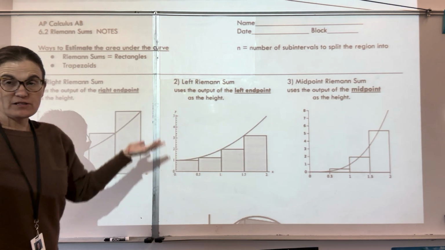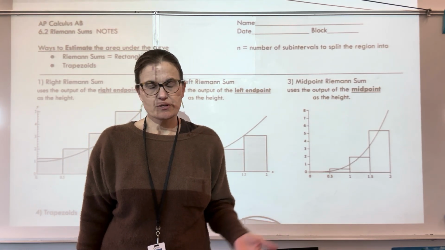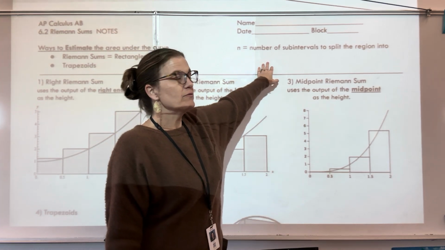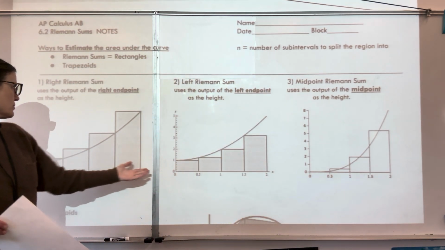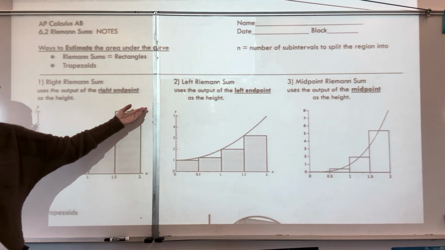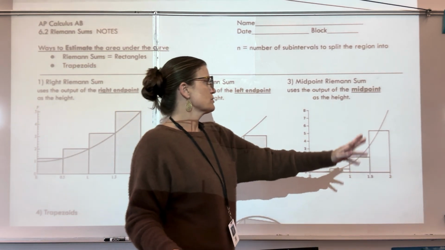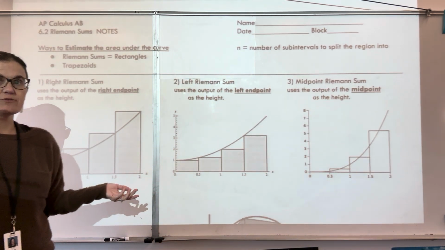And then if it's a trapezoidal estimate, they'll have to say the word, use a trapezoidal sum. So it's basically telling you that it's trapezoidal. Okay, n is the number of subintervals that you're going to split the region into. So for all of our examples here, we were looking along this curve and we were going from 0 to 2, and we were splitting it into 4 subintervals. That's why you'll see 4 rectangles for each of these.